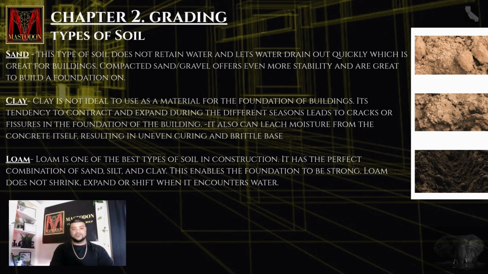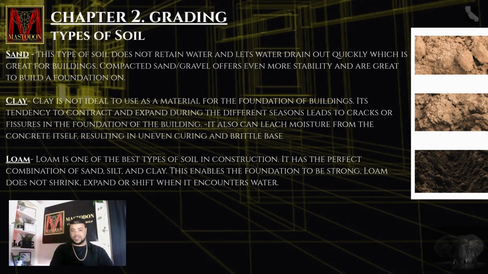All right. Chapter 2, grading. So we got our stuff graded. Now we have to figure out what kind of soil we have, so we can know what type of structures we need to build on it and what measures we need to do before trenching. So there are 5 types of soil.